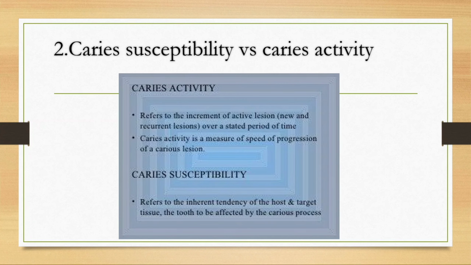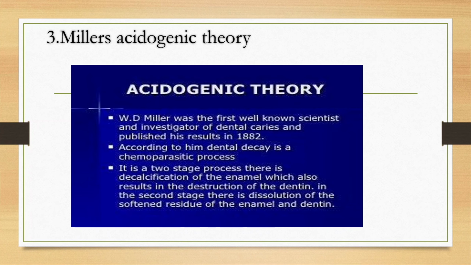So what is the difference between caries susceptibility and caries activity? Caries activity is the increment of active lesions. It could be new or recurrent over a period of time. So it is a measure of speed of progression. How fast it is progressing, that is activity. Whereas caries susceptibility is the inherent tendency of the host and target tissue to be affected by the caries process. That is the difference.